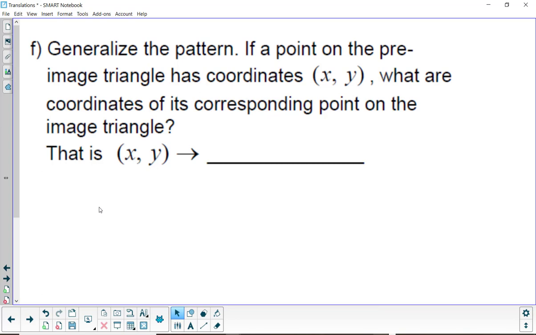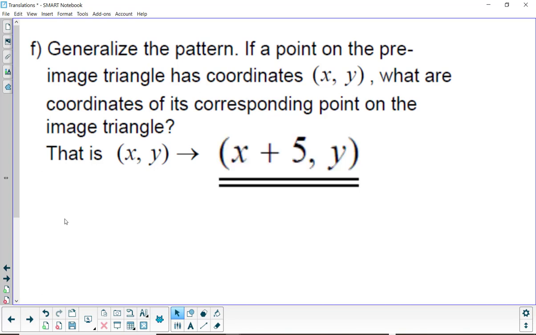Now we're ready to generalize the pattern. Instead of using numbers, we're going to use variables. If a point on the pre-image triangle has coordinates x, y, what are the coordinates of its corresponding point on the image triangle? So think about that. Press pause. All right, so since we're moving to the right 5, we have to add 5 to whatever the x coordinate is, and the y coordinate's not changing, so we're leaving it as just plain old y. So please make sure you understand that before continuing.